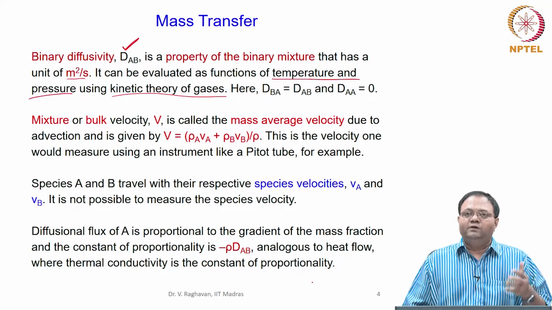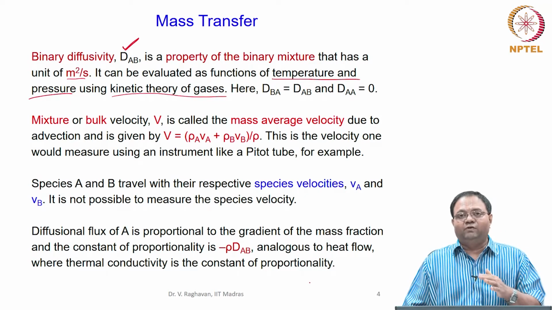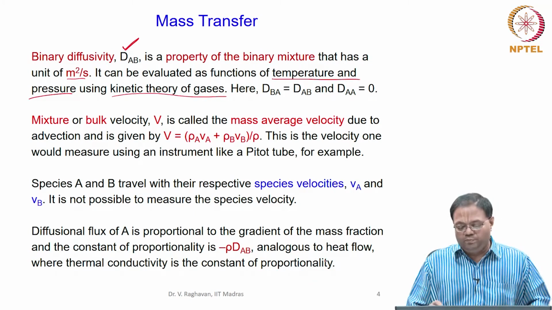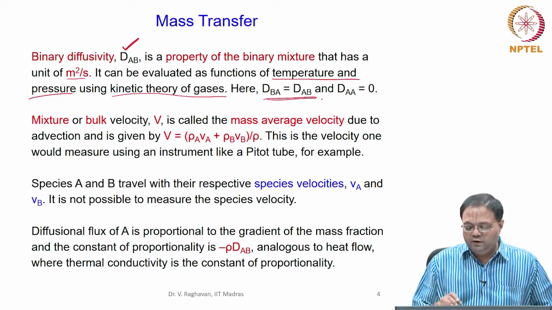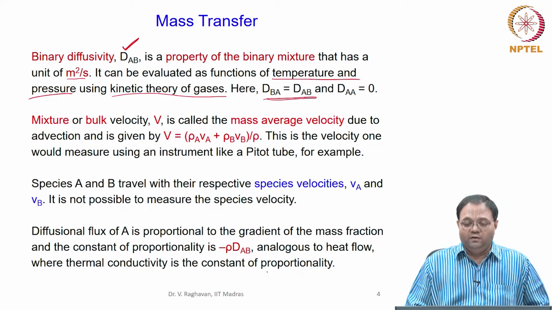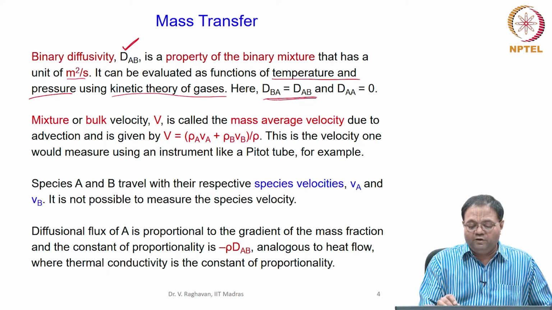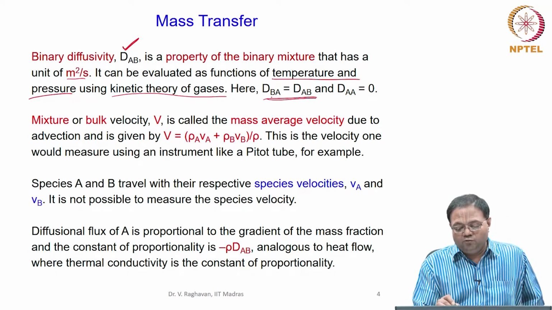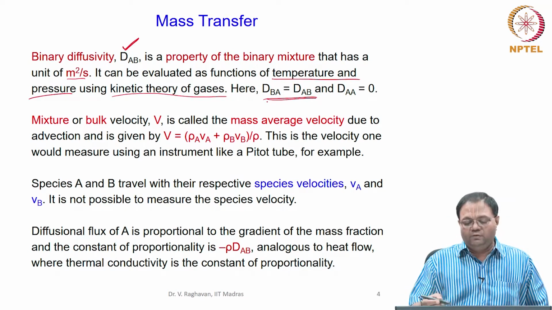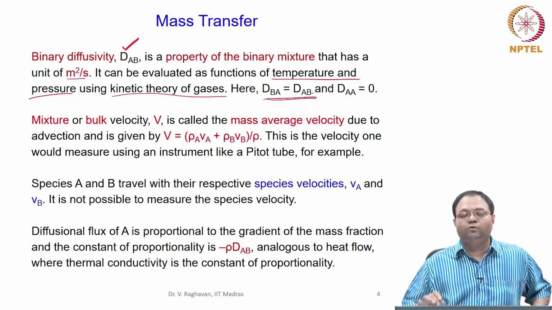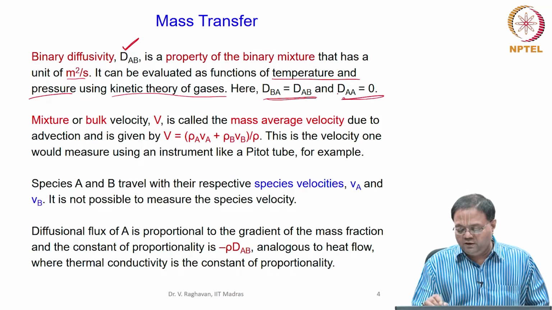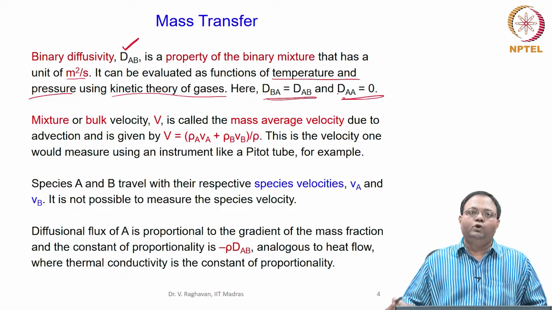And this is the same otherwise. For example, when B diffuses into A, the rate at which B diffuses into A will be the same as the rate at which A diffuses into B. So, we can prove that DBA, so first B, if you write B in the suffix first, that means B is diffusing into A. The rate at which B is diffusing into A will be the same as the rate at which A is diffusing into B. A species cannot diffuse into itself. So, that means DAA or DBB will be equal to 0.